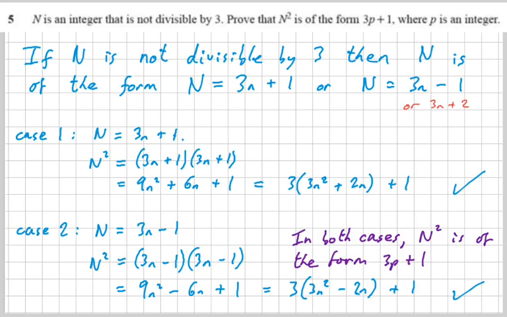Just to finish off, remember it's a proof, so what have you found? Well, in both cases, n squared is of the form 3 times a thing plus 1. The thing they've used in the problem is p. So that's that.